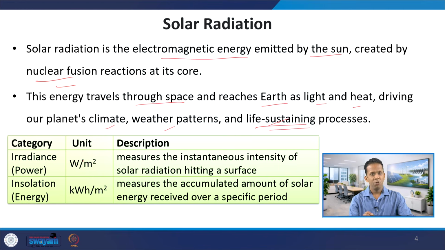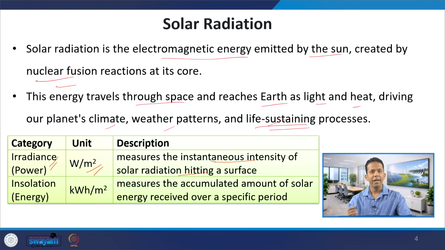For solar radiation, the units or terminologies depend on whether we are measuring it instantaneously or for a period of time. When we talk about the instantaneous intensity of solar radiation hitting a particular surface, the term is called irradiance. It tells us the power, in watt per meter square. This is instantaneous, so maybe for a second.